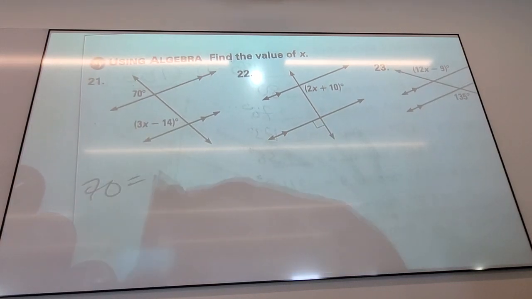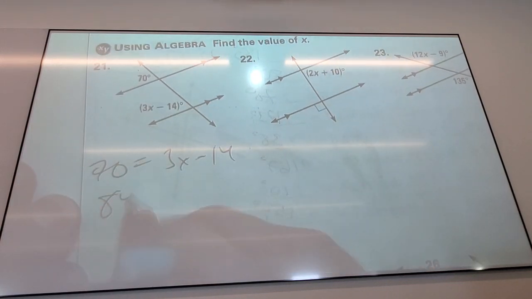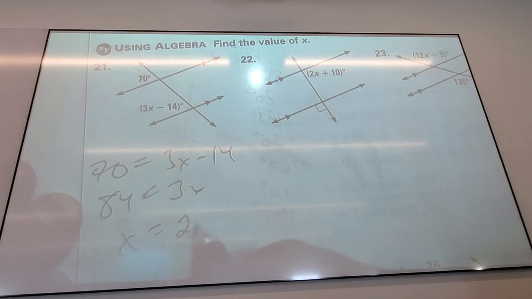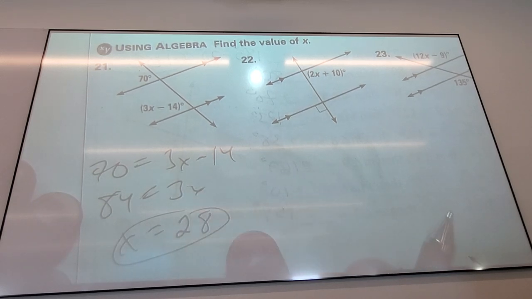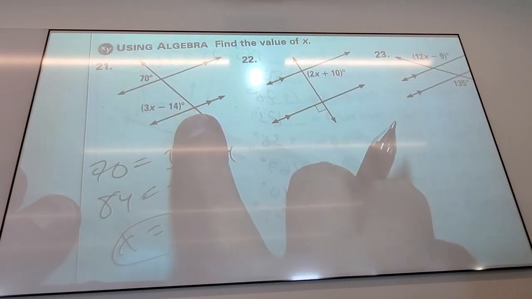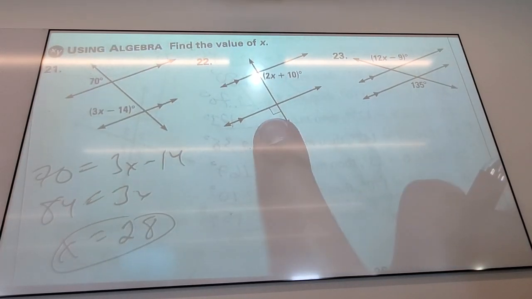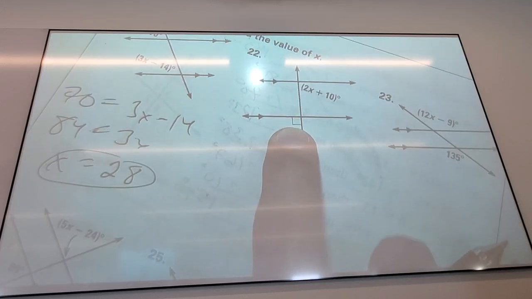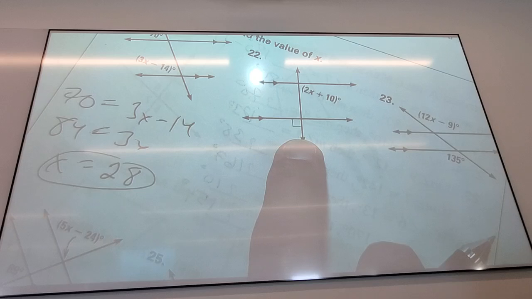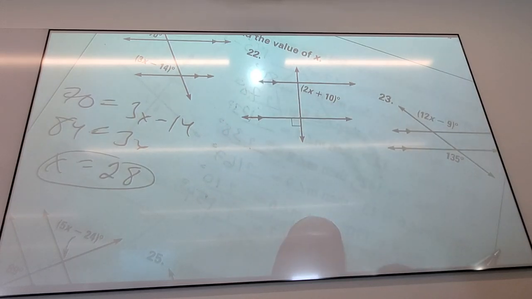So 70 equals 3x minus 14, add 14, divide by 3, and you get 28. Like Gabe said, I don't need the degree symbol because they already have it on there for me. Thank you, sir. This one, you can see how a student could miss this pretty easily, but that's a nice set of perpendicular lines here.